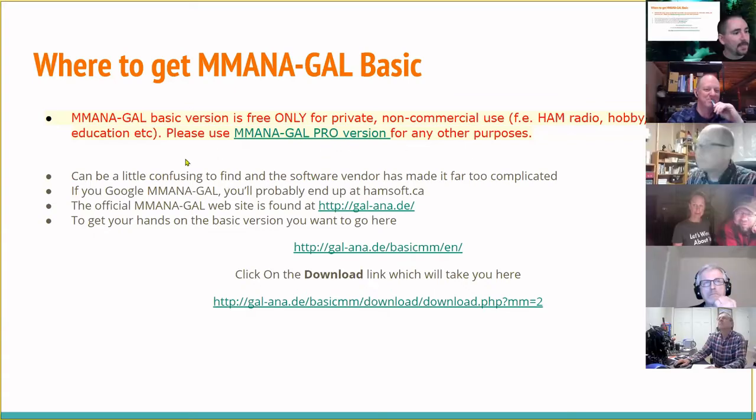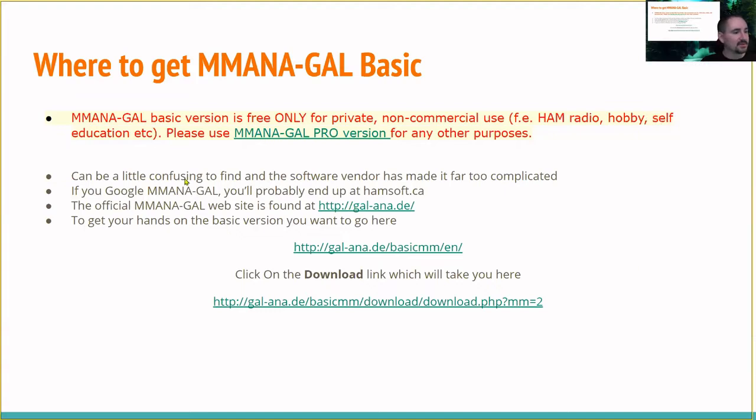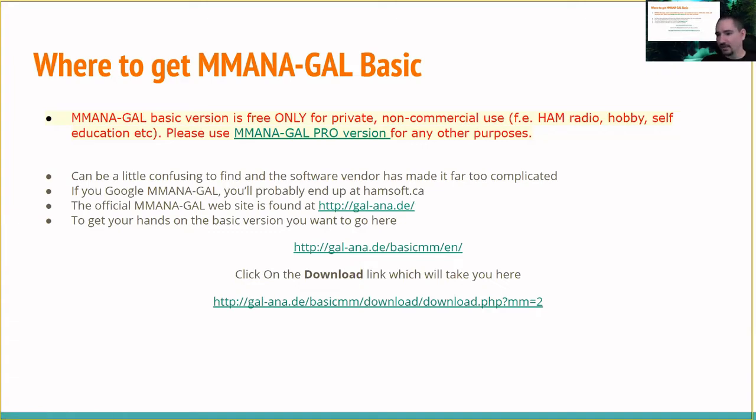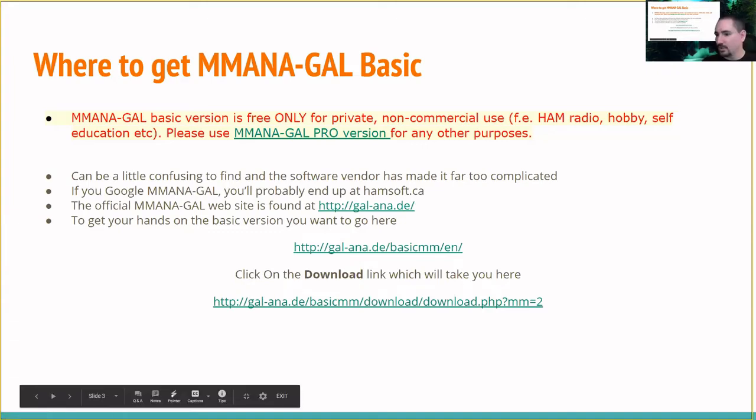For example, if you just Google it, you'll probably end up at the hamsoft.ca website, which you can't download the software from. The official website is gal-ana.de, but even if you go there, you kind of have to follow a bunch of links to the basic version until you finally find the download link here. So I will put the actual page in the chat for anybody who wants to go get the software.